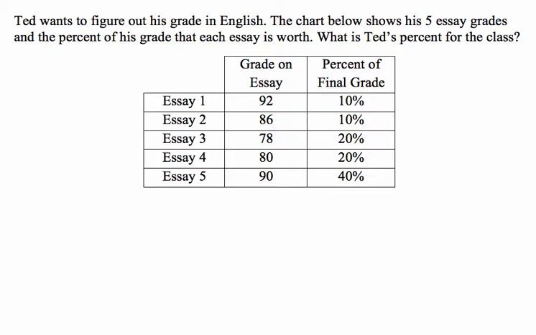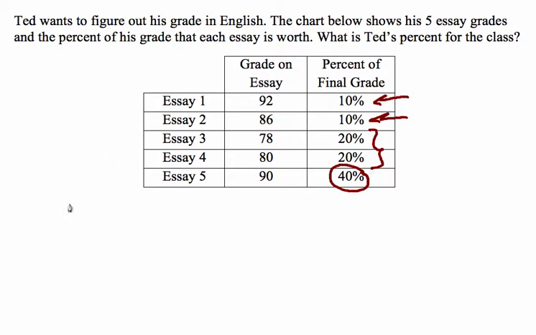So for example, in this problem it says Ted wants to figure out his grade in English. The chart below shows his 5 essay grades and the percent of his grade that each essay is worth. What is Ted's percent for the class? As you can see, essays 1 and 2, perhaps the essays they started with at the beginning of the year, are only worth 10% each, whereas the next two are worth 20% each. They're worth a little bit more, and the last one is worth 40%. So that 5th essay is worth more than the first one.